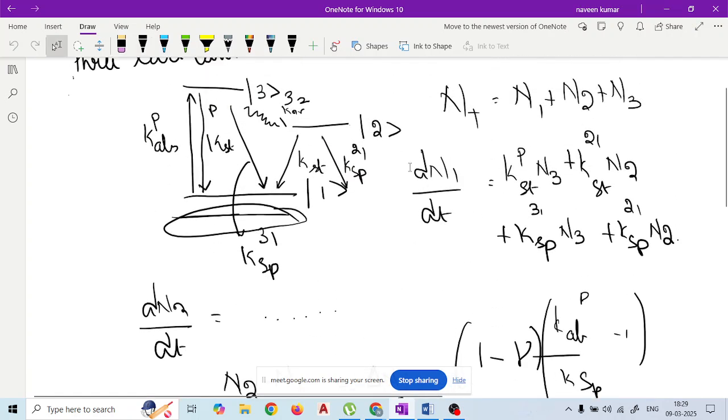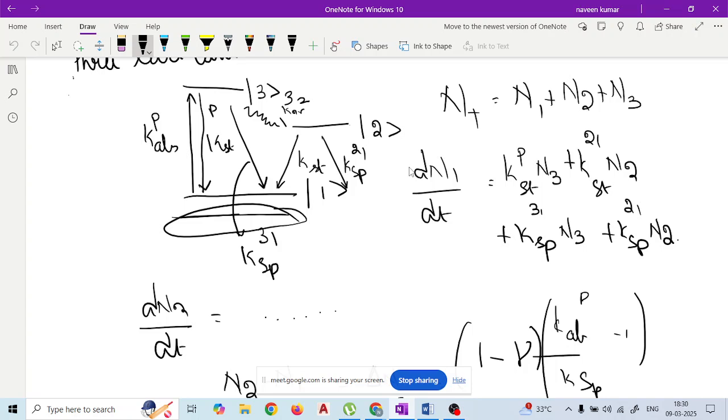Right now, the dN1 divided by dt. What are the things that come into the picture with respect to dN1? So K_ST_P N3 and K_ST21 N2, this is the 21. Again K_SP, this again having an impact from N3, and K_SP21 N2. So the stimulated emissions have a role to play upon the stimulated as well as the spontaneous emission. The same goes for the N2.